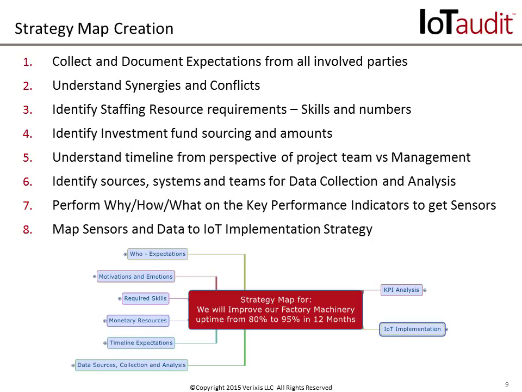We're going to develop the sources and systems and teams for the data collection and analysis, a very important step because we're going to look at existing infrastructure data and some operational intelligence you'll have that will marry into your IoT implementation data analysis. We're going to then perform the why, how, what analysis on the key performance indicators to get the sensors that we're going to need to collect that infrastructure data. And then we're going to map the sensor and our data collection analysis over to the IoT implementation strategy.